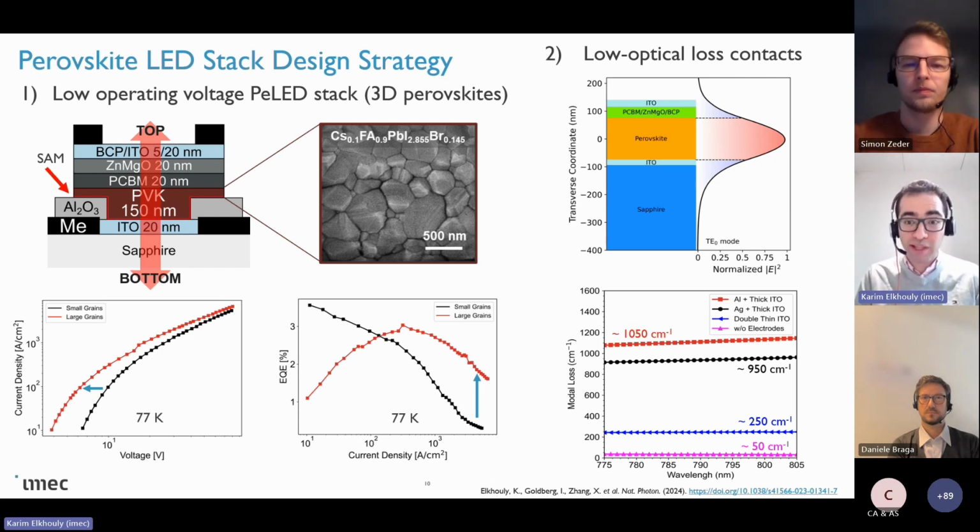But as I said, it's not just about the LED. Optical losses are very important. And in this case, as you see here, we didn't use aluminum. We used thin ITO, 20 nanometers on bottom and on top. And here you have the mode distribution in your stack, and you can already see the modal loss. What is the loss which comes from the stack? So if we use aluminum, you see we get like 1,000 per centimeter. If you use silver, you get a bit less, 950. But with our double ITO structure, we have a loss of around 250 per centimeter only. And we know that the transport layers already contribute 50 per centimeter. So we succeeded in minimizing the optical losses.